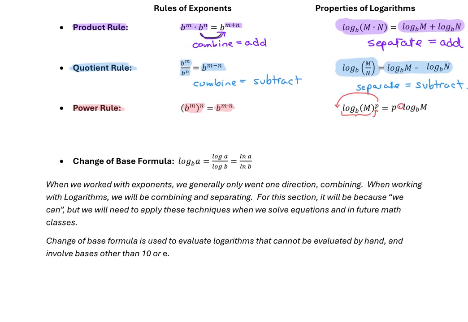The last one that we're going to talk about in this section is the change of base formula. If we have log base b of a, and we're assuming that b is not one of our standard logarithms, it's not log base 10, it's not log base e, how do we evaluate things like that? Well, we still have to use our calculator. But what we can do is separate this. We're going to do log of a divided by log of b, or natural log of a divided by natural log of b.